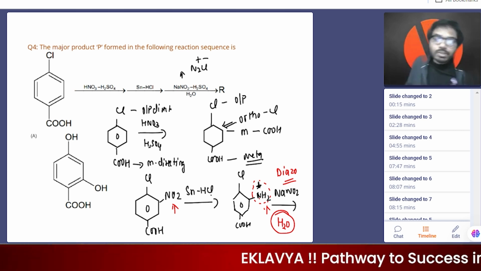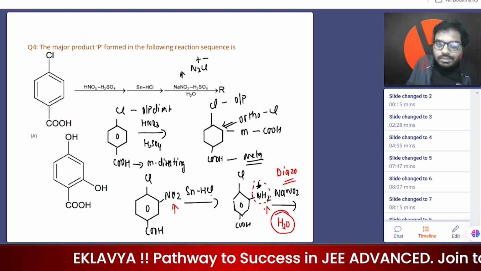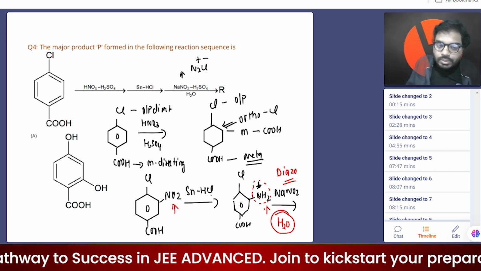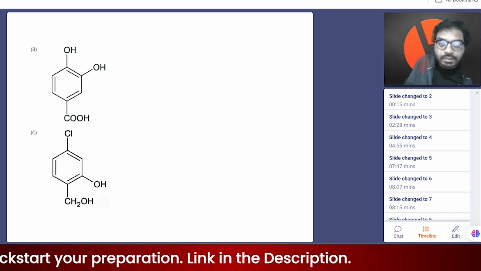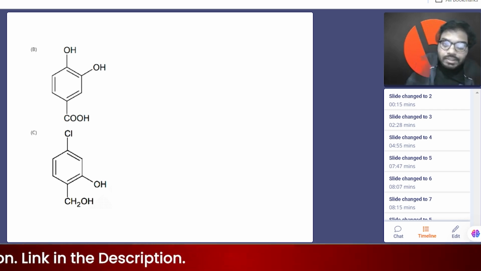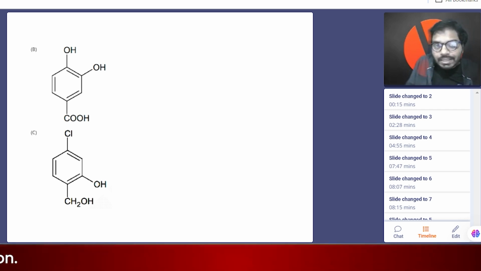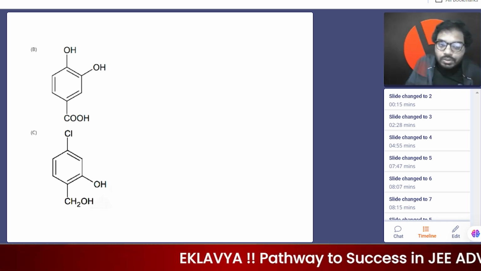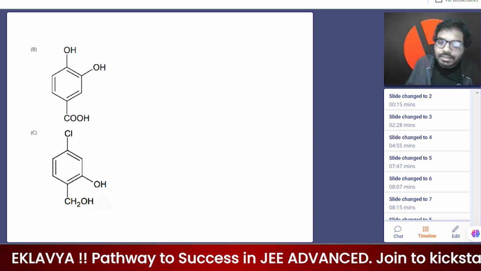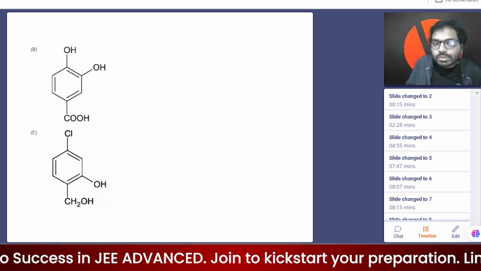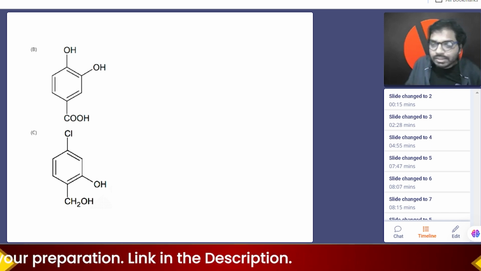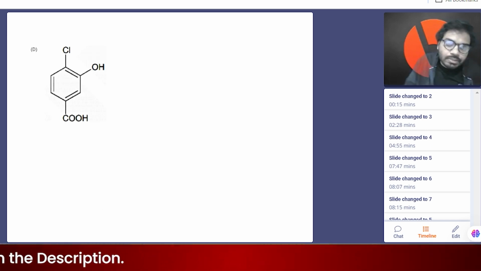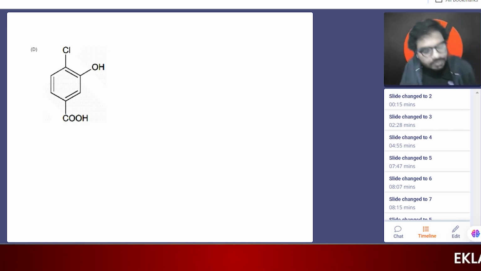So what will be the possible option? In the first option, the OH is present at the ortho position of COOH, which is not possible. Okay, fine. Then in B, OH is present, but Cl is replaced by the OH, which is also not possible. And in C also, the OH is present at the ortho position with respect to the COOH, and it is actually reduced to CH2OH. So the reduction of COOH is not possible here. So D will be our answer here.